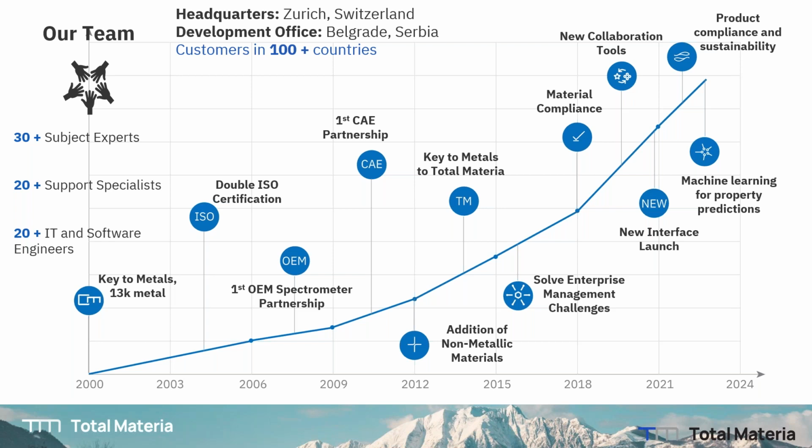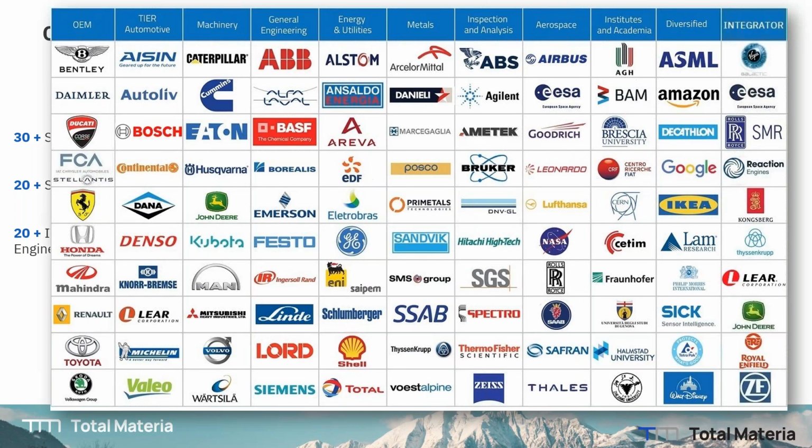We are actually a Swiss company, headquartered in Zurich, Switzerland, with a development office in Belgrade, Serbia. From here, we are reaching more than 100 different countries and thousands of users. Definitely, I would like to show you some of our users in different industries, such as automotive, machinery, and general engineering. I believe these companies are so familiar to you, and yes, they are leaders in their industry, but still, material is the core of any product.